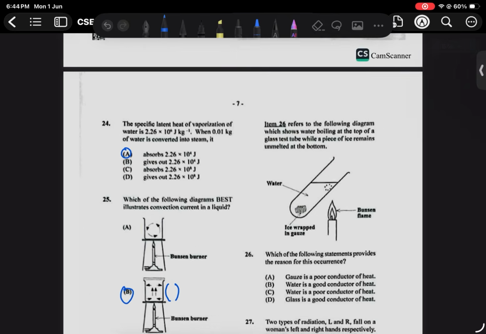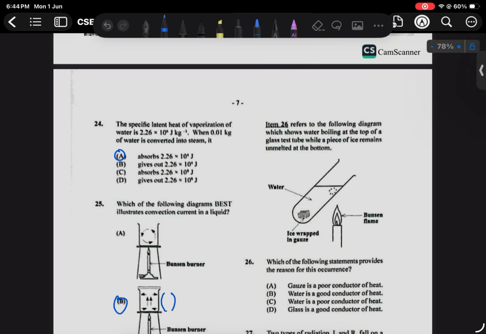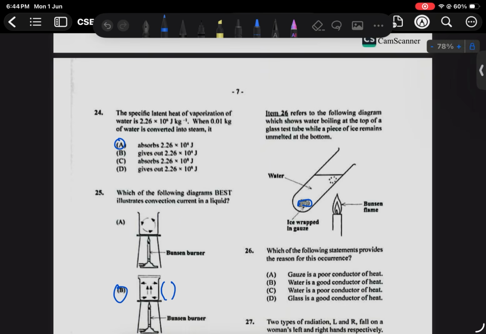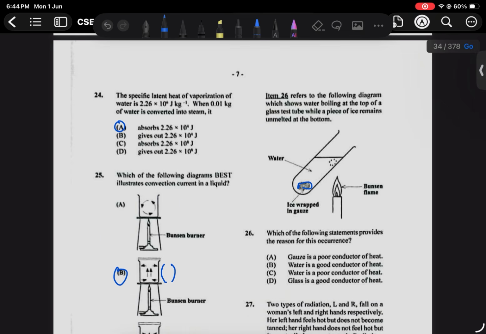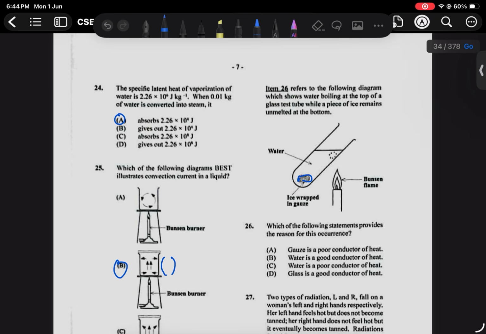Item 26 refers to the following diagram, which shows water boiling at the top of a glass test tube while a piece of ice remains unmelted. This is also a repeat. Which of the following statements provides the reason for this occurrence? The water is a good conductor of heat. No, it's not. It's that the water is a poor conductor of heat.